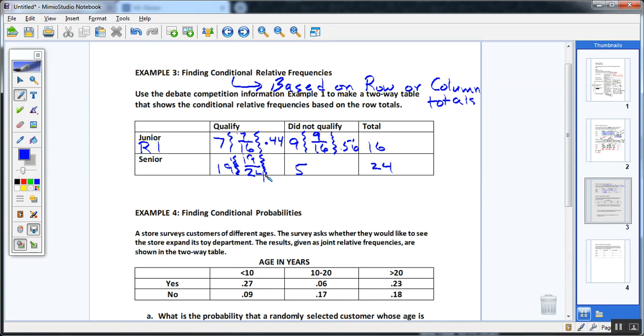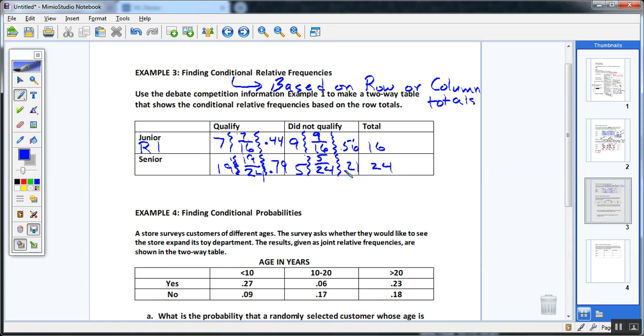0.79. So given that the person's a senior, what's the chance that they qualified? There was a 79% chance, under the condition that this person was what, though? A senior. Okay, so what's 5 out of 24 going to be? That would be 0.21, because 79% and 21% have to add up to 100% of the seniors.